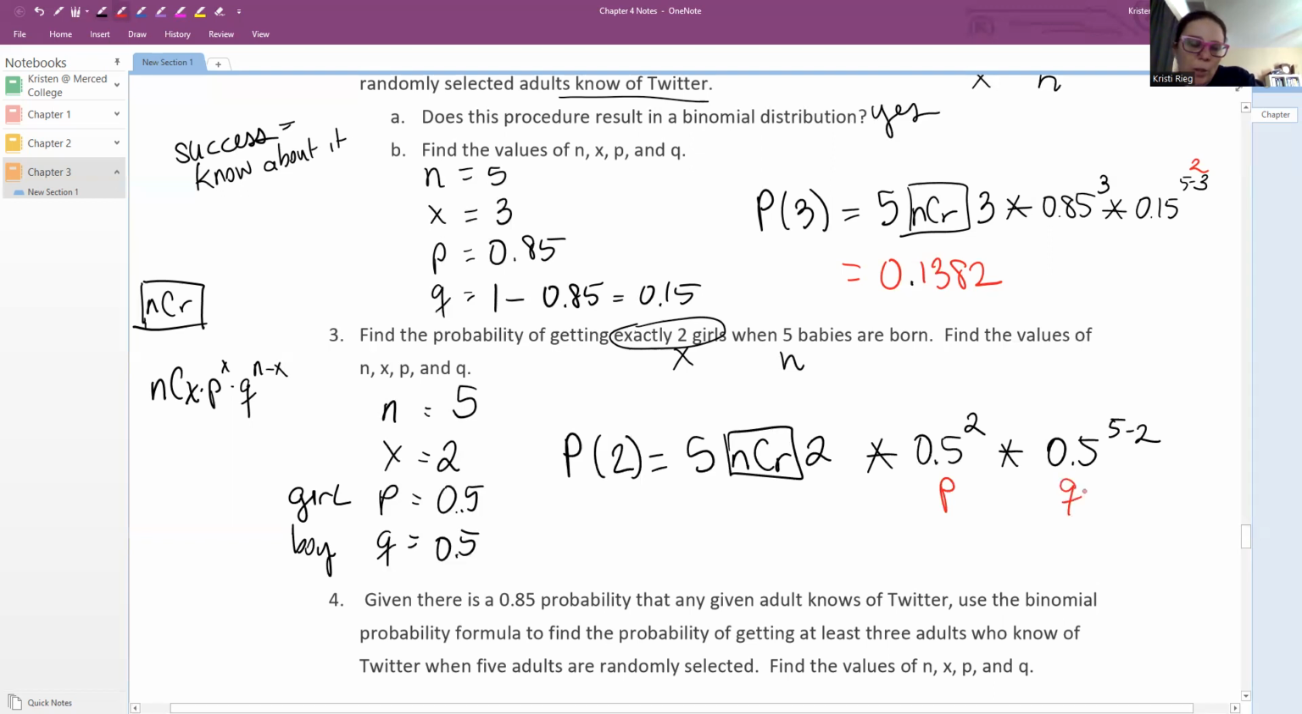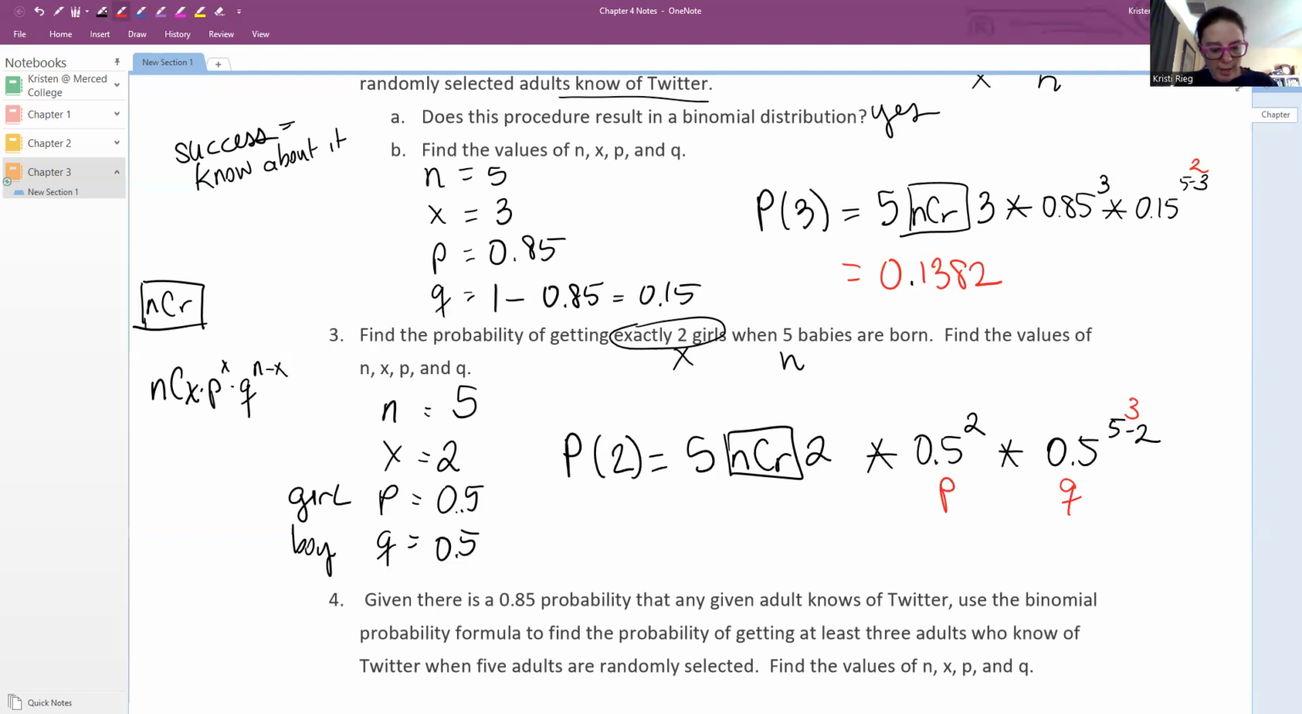And just for exponent ease, calculator ease, I'm going to type a 3 in my exponent. So try this on your calculator. We have 5, and then we have NCR 2 this time.